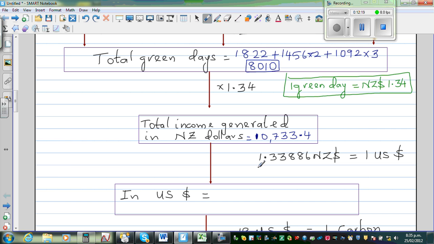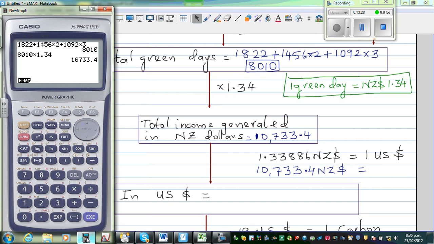So our question is, I want to change 10,733.4 New Zealand dollars to US dollars. Would the number I'm going to get be more or less than this? When you pay about $1.30, you get 1 US dollar, so the number that we are going to get should be less. At times students struggle to understand whether to divide or multiply. This is the best strategy: stop and think what's going to happen. If you divide, would you get less, or if you multiply?